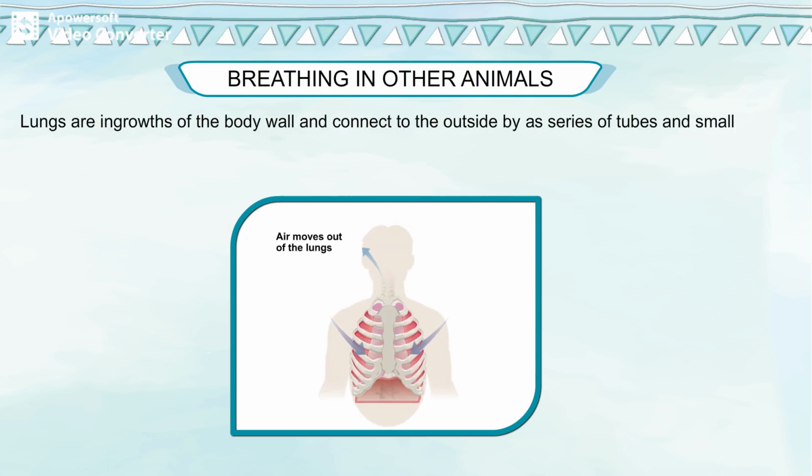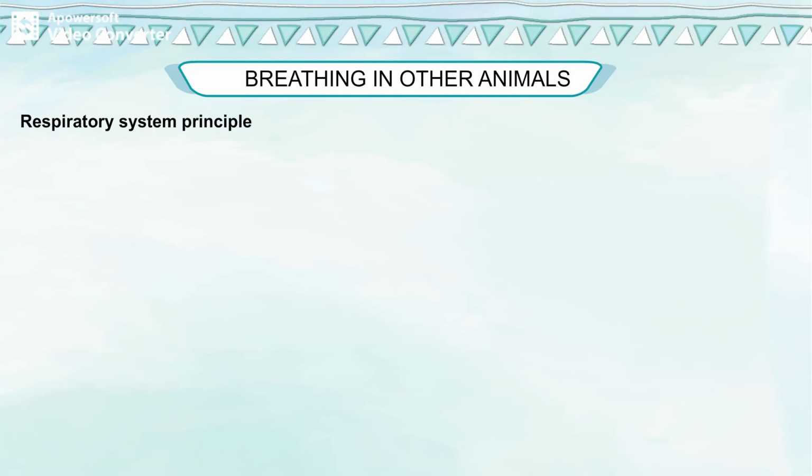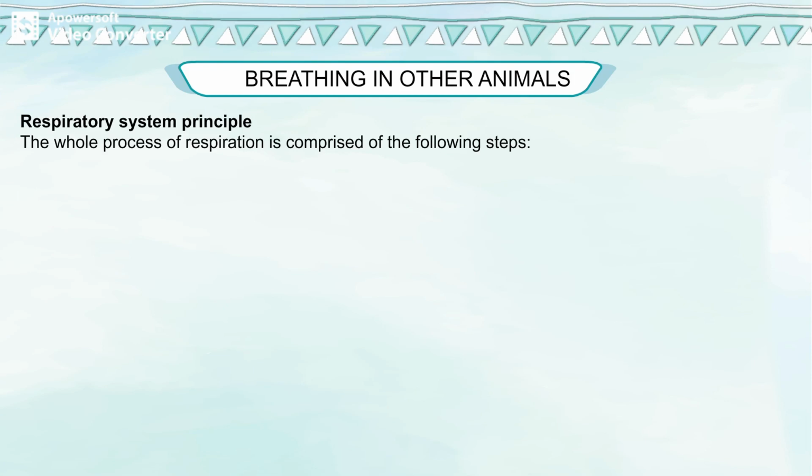Lungs are ingrowths of the body wall and connect to the outside by a series of tubes and small openings. Lung breathing probably evolved about 400 million years ago. Respiratory system principle. The whole process of respiration is comprised of the following steps.